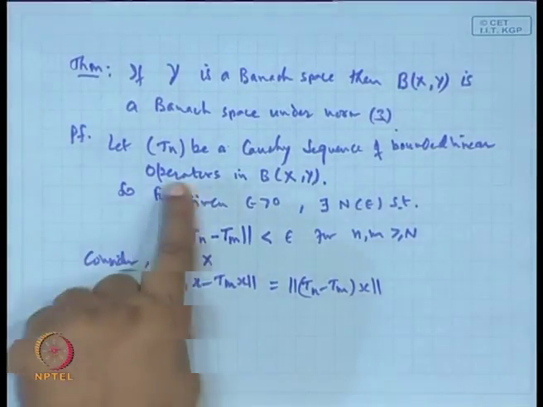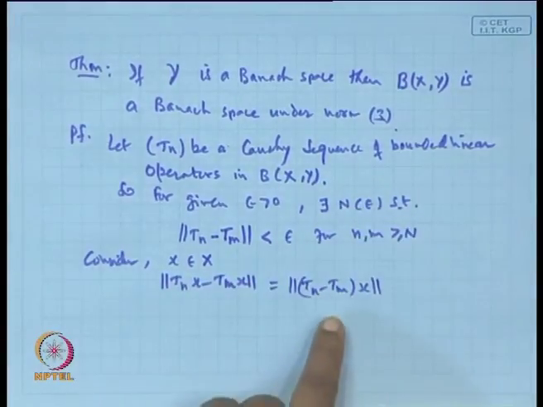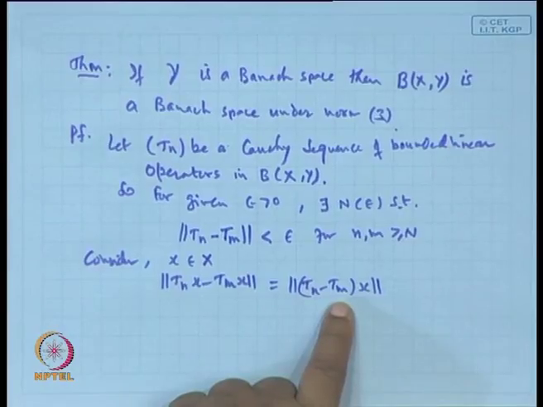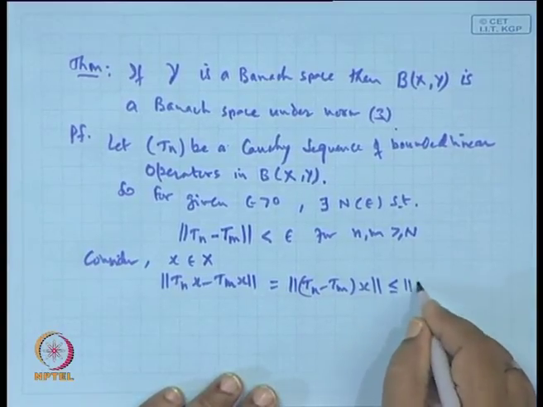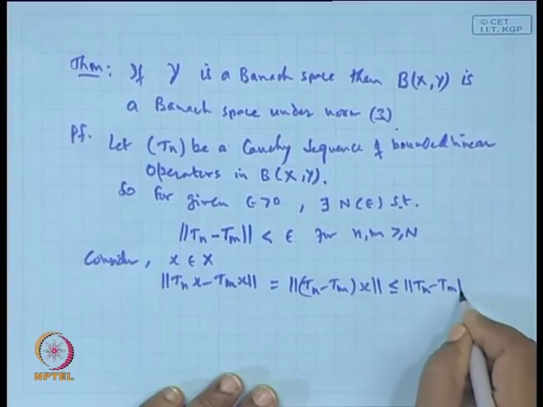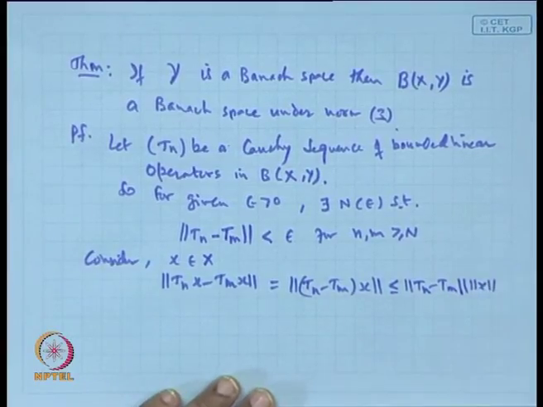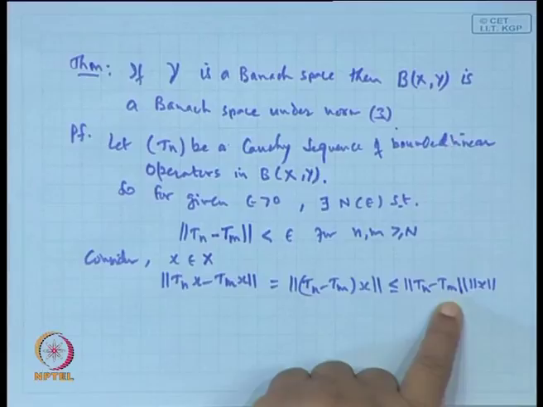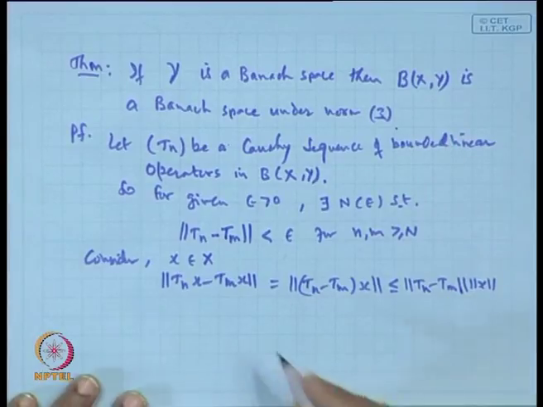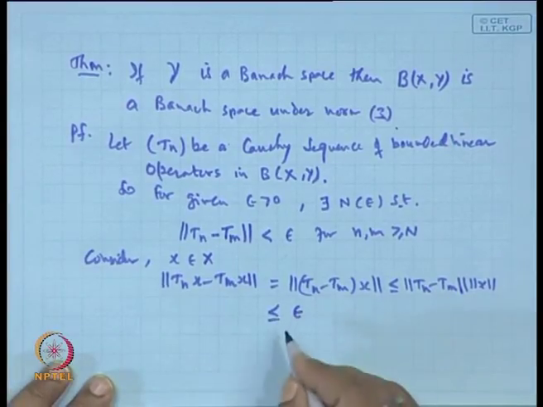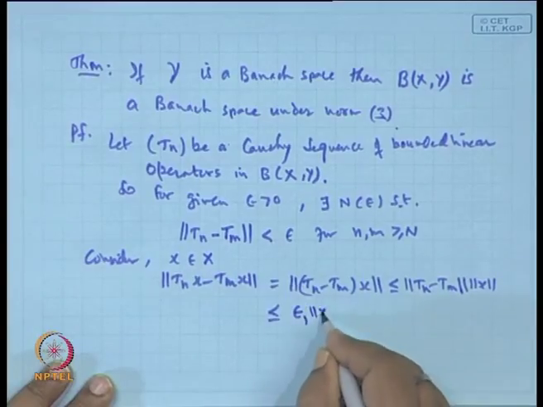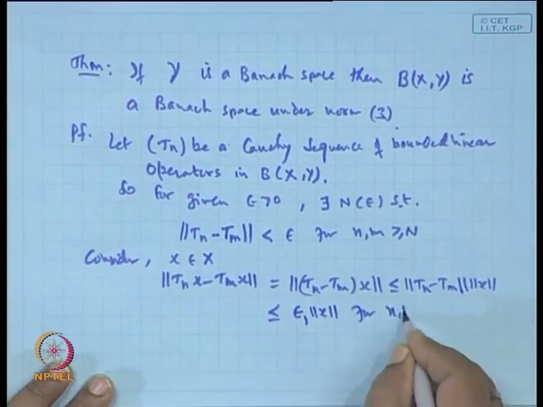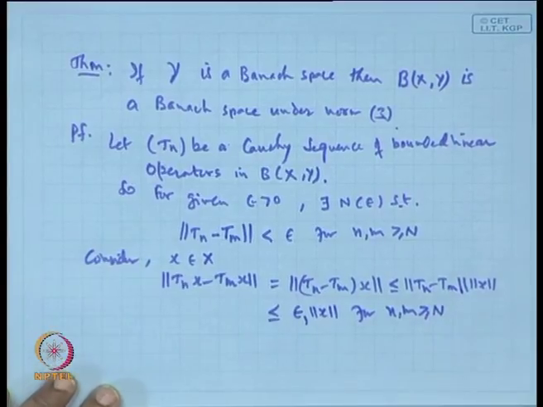Now, T n is a sequence of bounded linear operators. So, T n minus T m will also be a bounded linear operator. So, norm of (T n minus T m)x will be less than or equal to norm of T n minus T m into norm of x. But as n, m go to infinity, the norm of T n minus T m goes to 0. So, basically this is less than or equal to, say, epsilon 1 into norm x for n, m greater than or equal to capital N. Is it okay now?